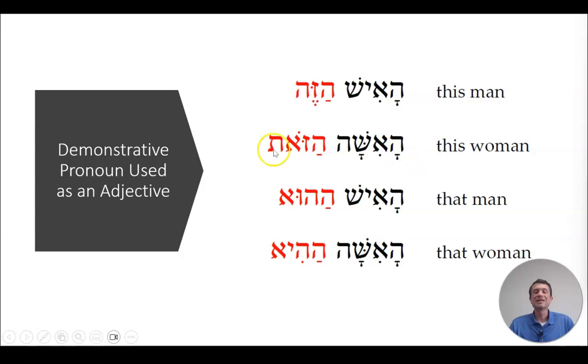Here's the feminine, ha'isha hazot, the woman, this one. Very literally, we'd translate it this woman. Or ha'ish hahu, the man, that one, we translate as that man. By the way, this is one way you know the word hu is not a personal pronoun. It's not translated he, because it has the definite article with it. If it has a definite article, it's for sure a demonstrative pronoun.